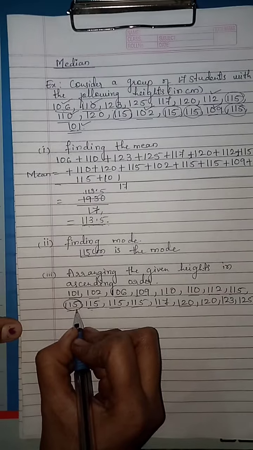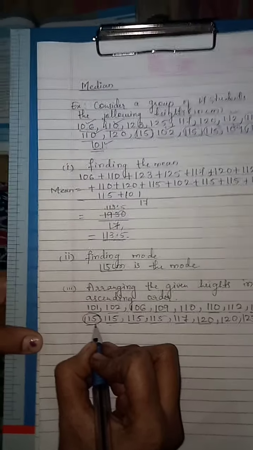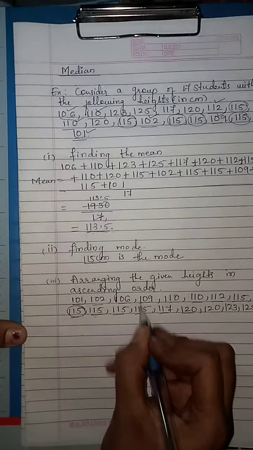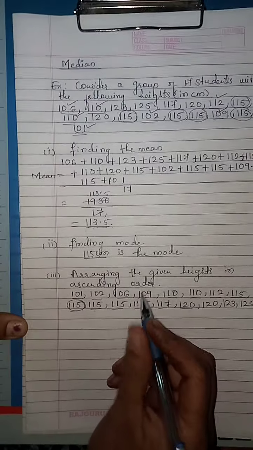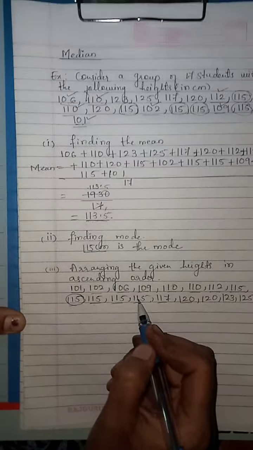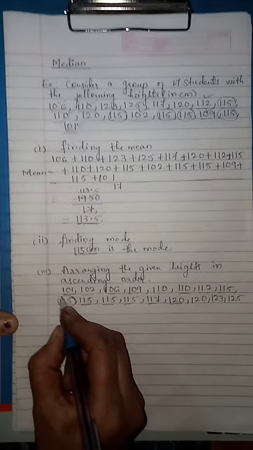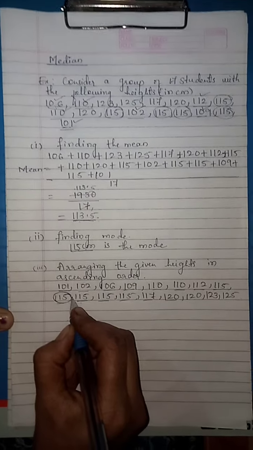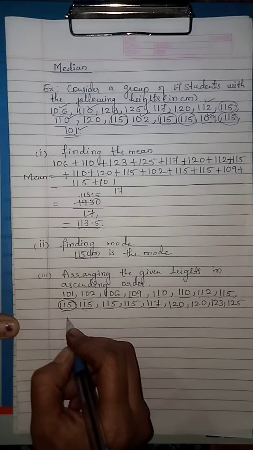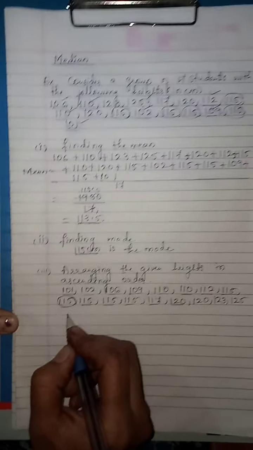Here 115 is the middle value. It divides the students into 8 students each, means it divides into 2 equal groups here. This middle value is called the median. Here 115 is the median in this example.